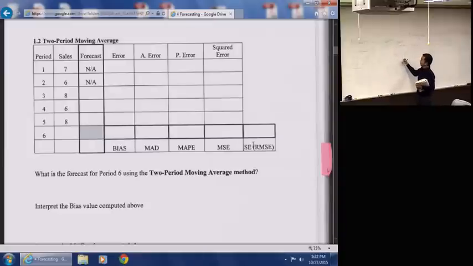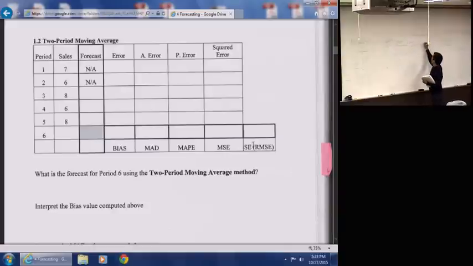Errors are 1.5, -1, and 1, right? For absolute error, what do you get? 1.5, 1, and 1. So you just take the absolute value of the errors.